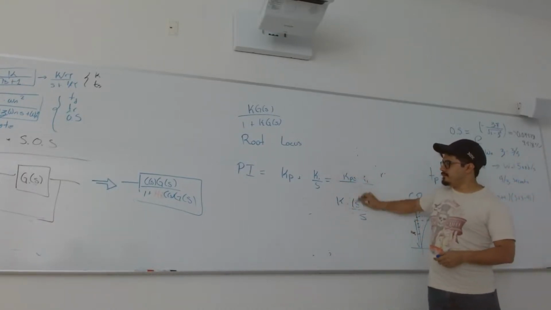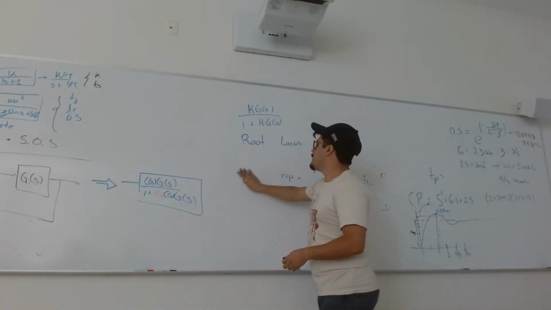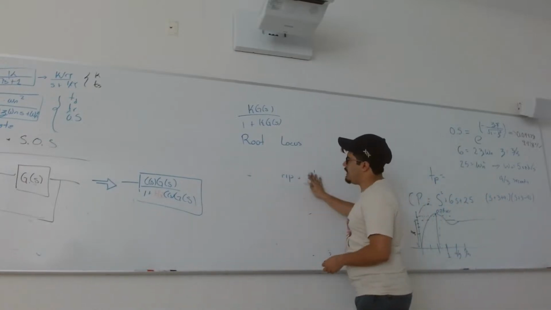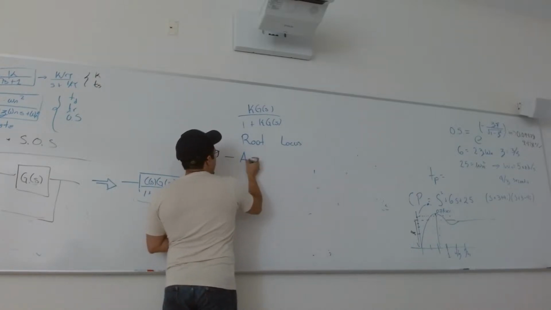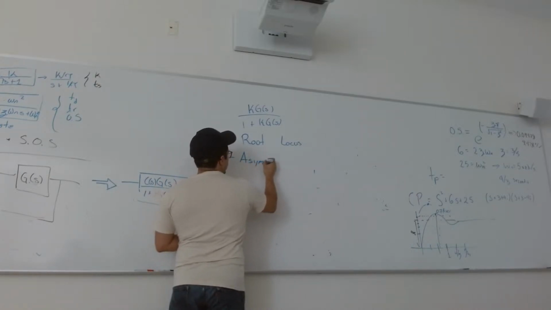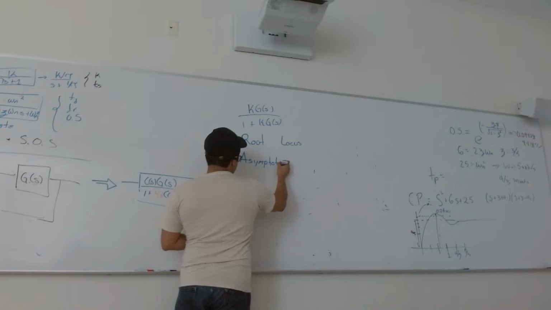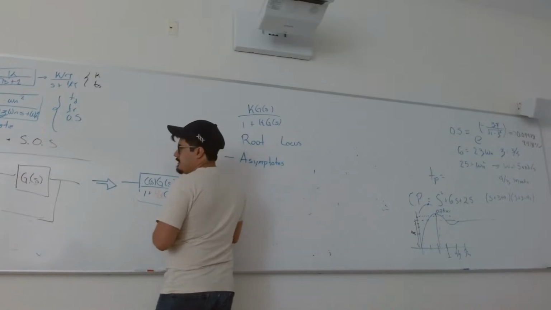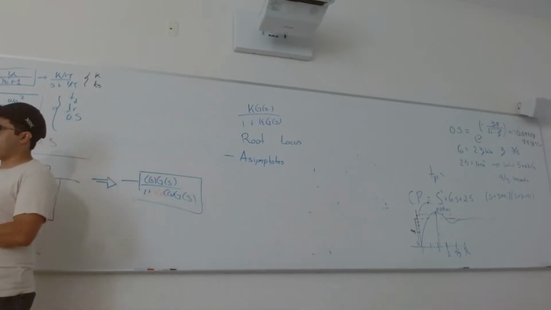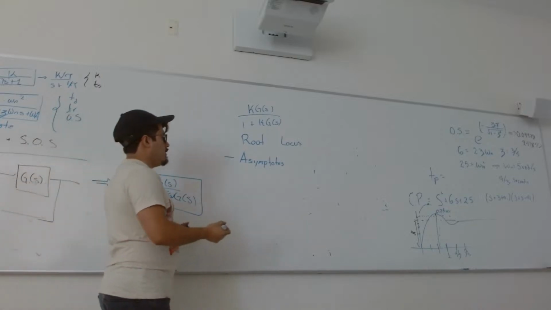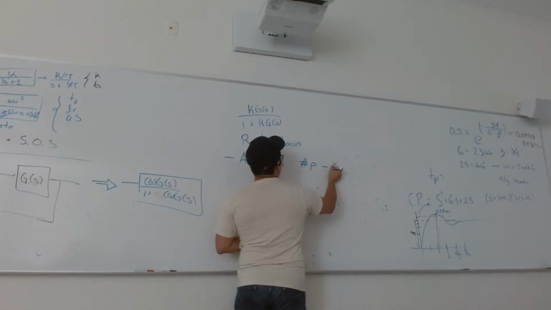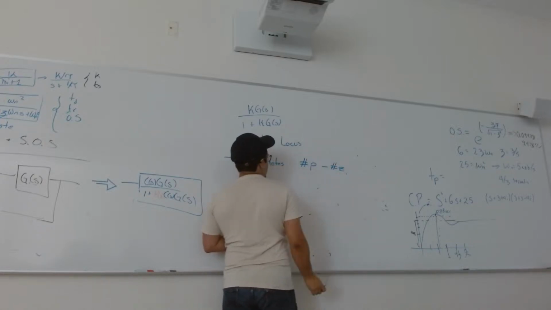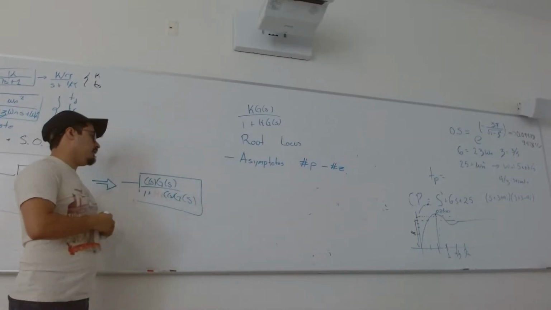Okay, good. So what are some properties of the root locus? The root locus is going to have asymptotes. How many asymptotes do I have? It depends on the zeros and the poles. And what's that dependence relationship? The total number of poles minus the number of zeros.